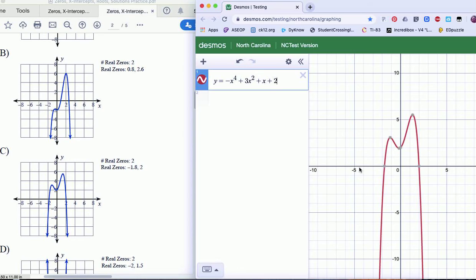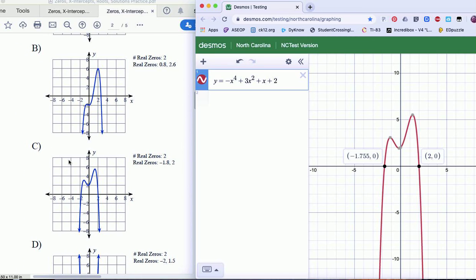And it crosses the x-axis here 2 places, so my real zeros are 2. And I'm rounding each of those zeros to the nearest tenth. So here you can see it's negative 1.755, which rounds to negative 1.8. And here we have 2.0, or 2, so our zero is 2. So C is our answer choice.